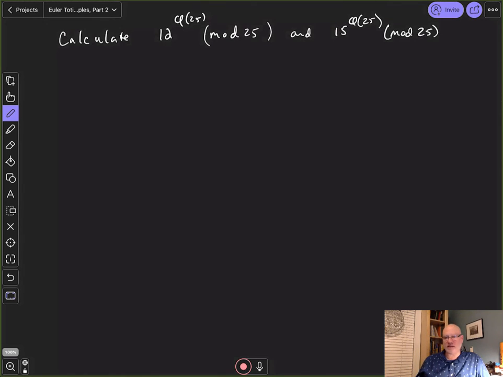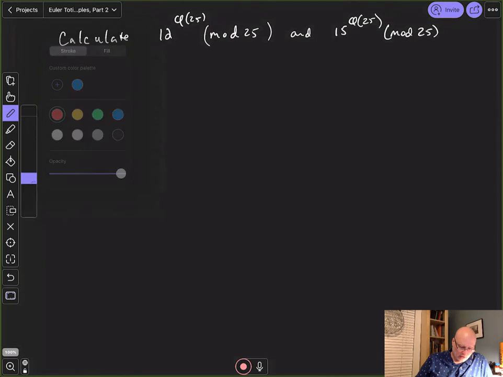Hi there. Let's take a look at some more examples using the Totient function or phi function. This time we're going to move out of prime mods. We're looking at 5 squared, so there's still a single prime that we're looking at, but we're not looking explicitly at a prime mod this time around.